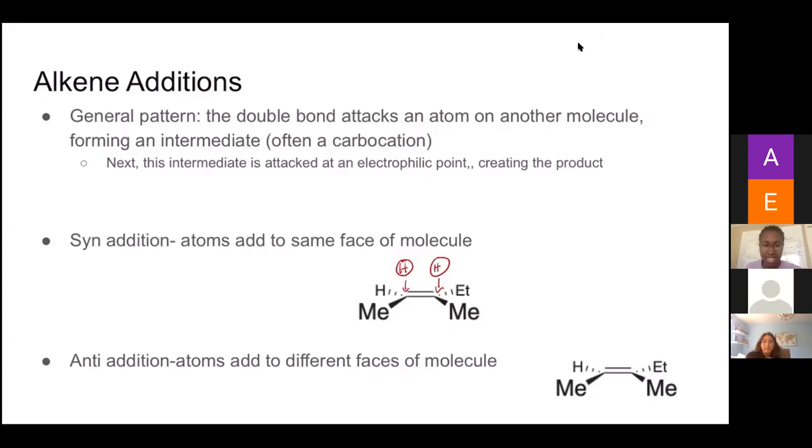Anyhow, in anti-addition, as you might imagine, the atoms are going to add to different faces of the double bond. And when I say different faces, I mean one might add from the top and one might add from the bottom. So in this case, I'll draw maybe a bromine coming to join from the top, and then another bromine coming to join from the bottom. And that's how anti-addition works. And we'll talk more about those as we discuss the following different types of reactions.